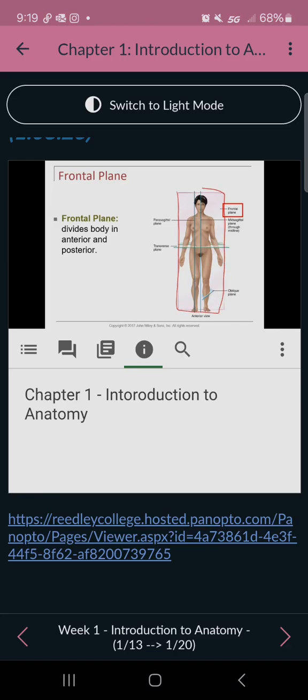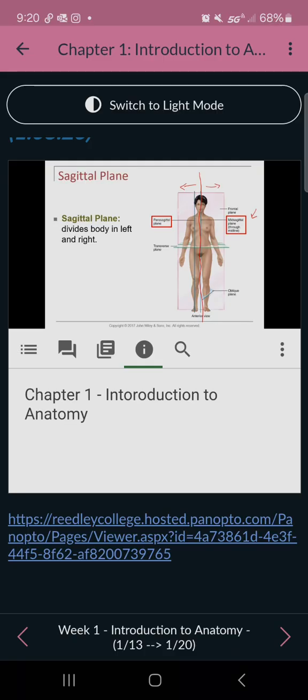The frontal plane divides the body into anterior and posterior. Whenever you have a frontal plane, it means that you're dividing the body between the front and the back. Next, we have the sagittal plane. The sagittal plane divides the body into left and right. For example, here we have the mid-sagittal plane. This line here, mid-sagittal, means that it's dividing the body into left and right.